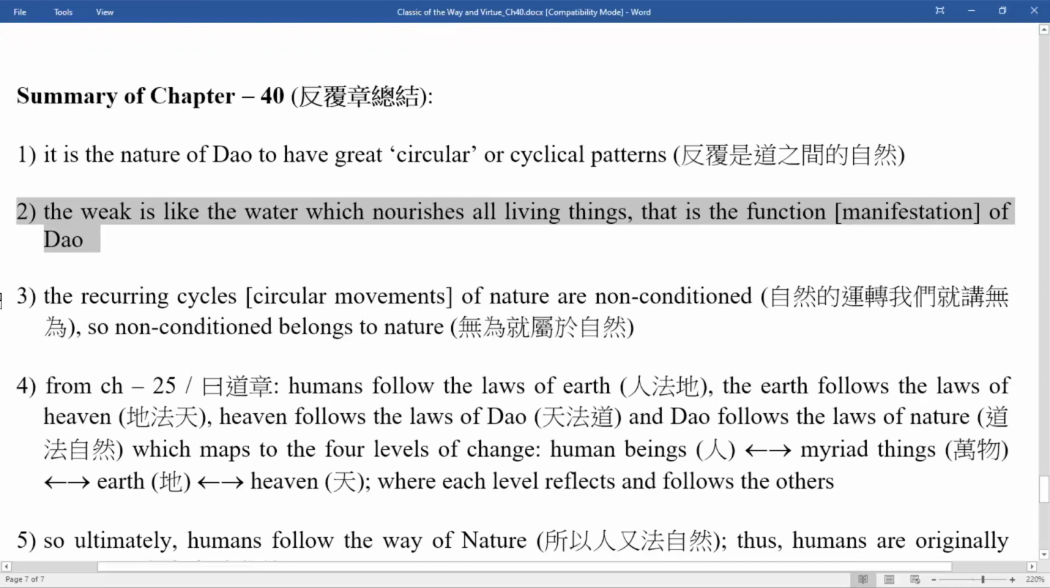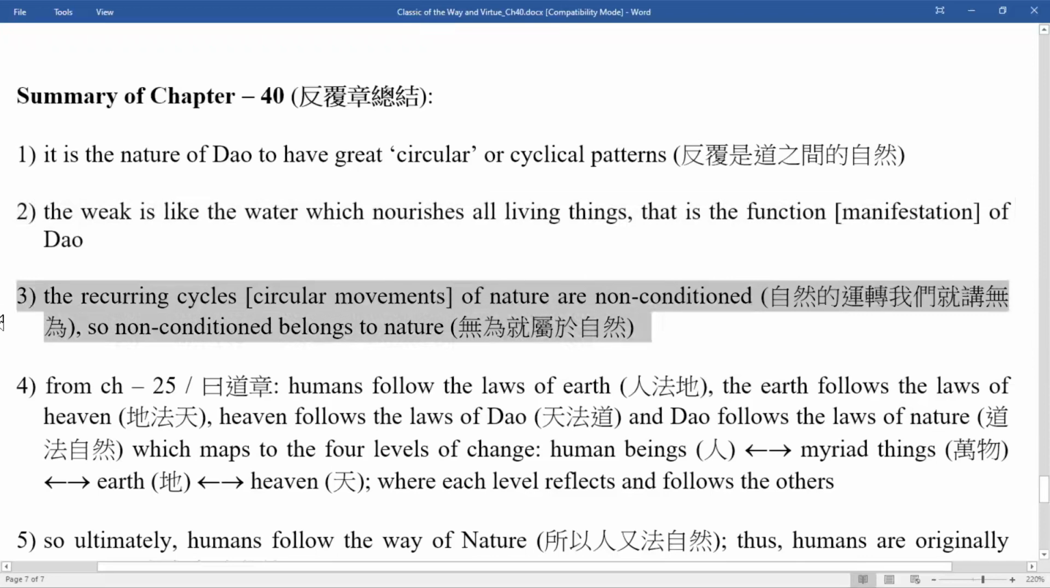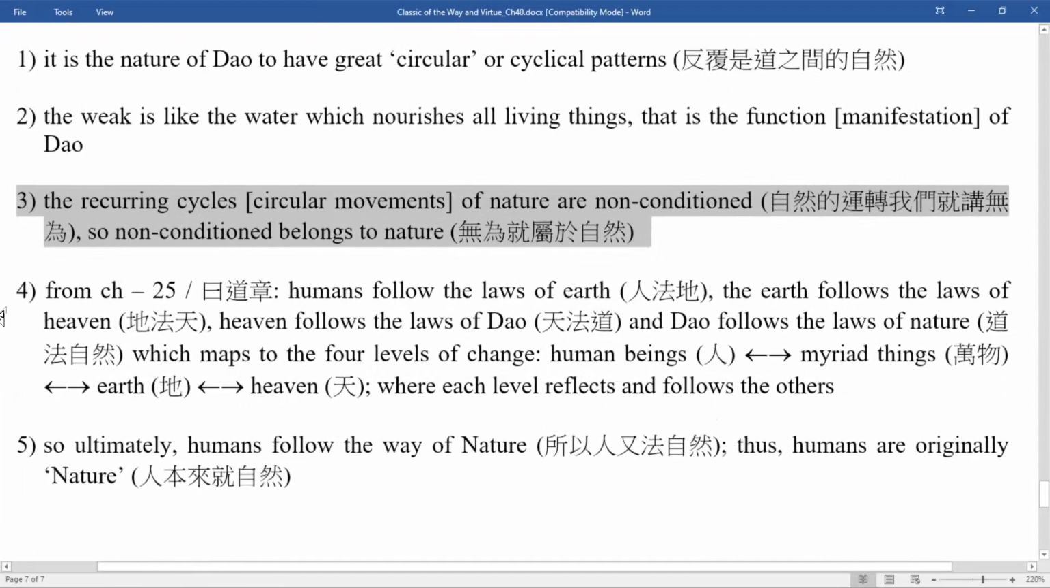Last chapter, chapter 39. So the recurring cycles or circular movements of nature are non-conditioned. That's the way it is. That's its nature. It's not conditioned, it just is so. So non-conditioned belongs to nature. We're not talking about Mother Nature. That's what nature means: innate character, innate attribute. 属性, we say 属性.